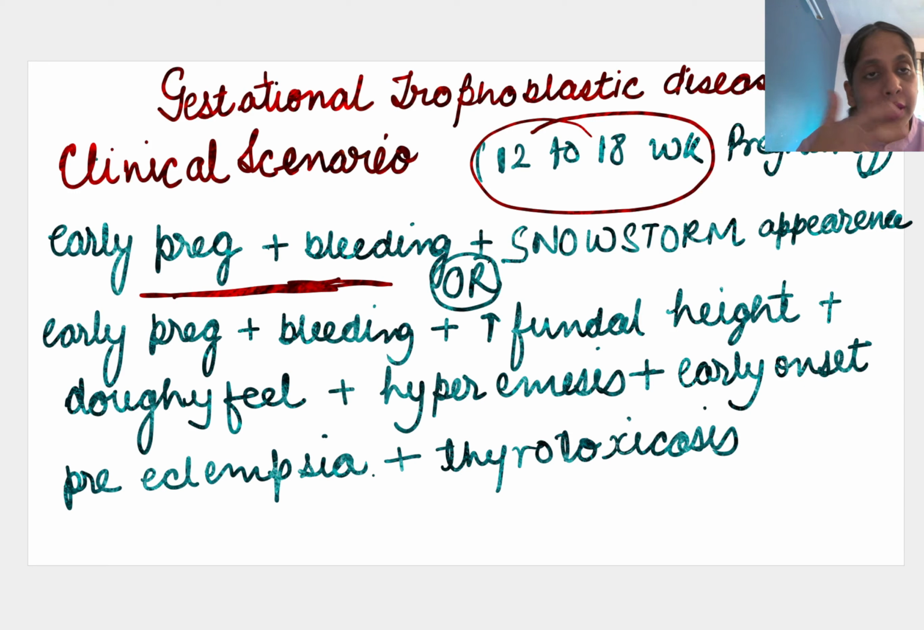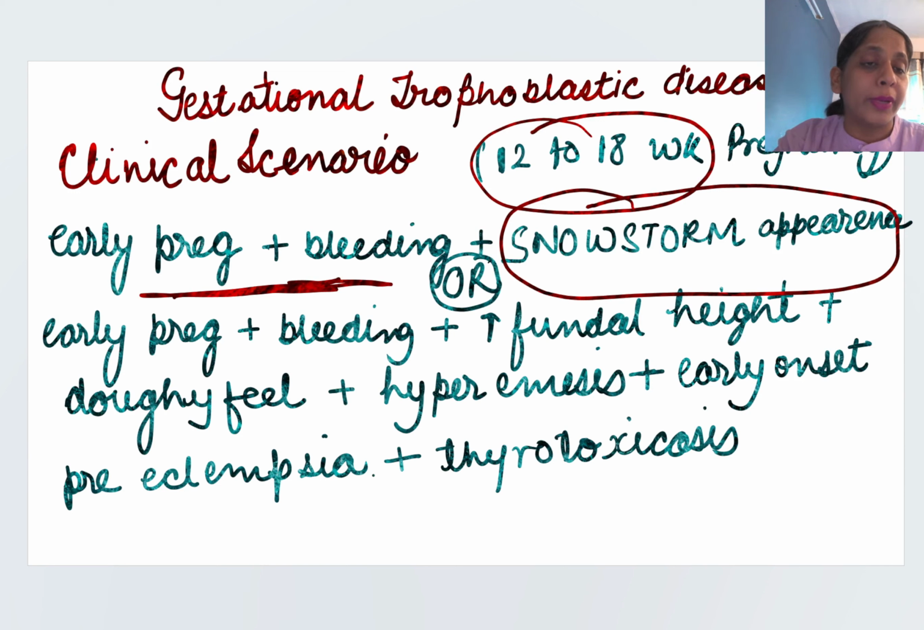So we will examine the patient, and we will send the patient for the ultrasound to confirm what the type of abortion is. And on the ultrasound, if the radiologist writes snowstorm appearance, then it is a case of molar pregnancy. You all have marked the correct answer. When I say all have marked, it means more than 50%. In some questions, 70-80% of students have marked it correct.